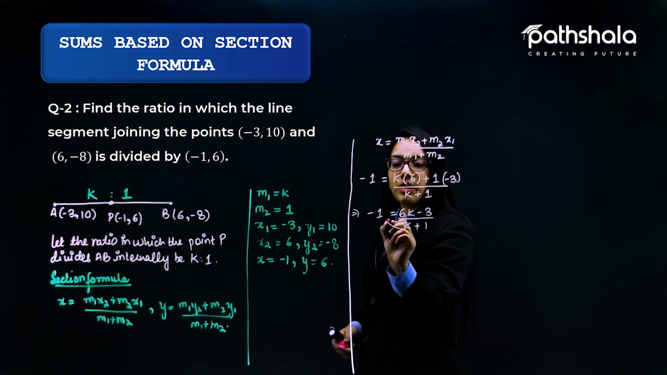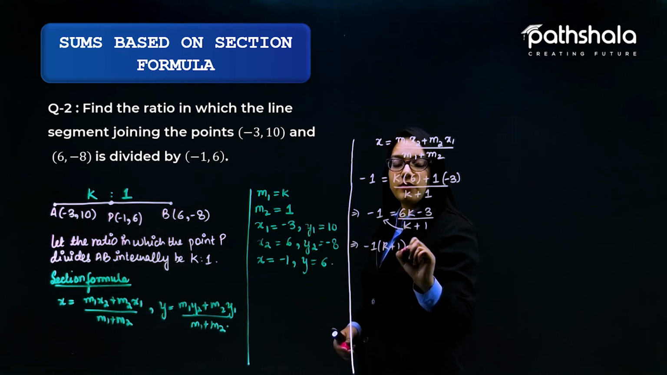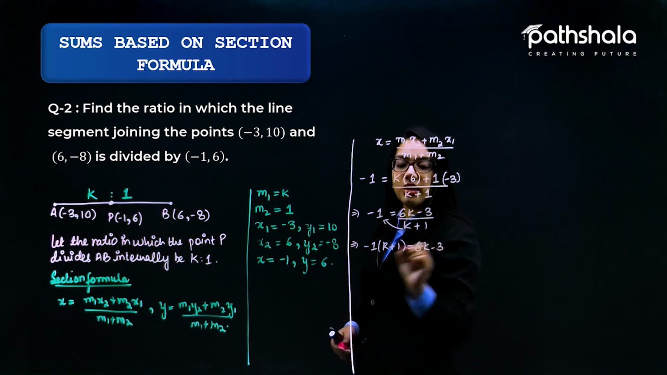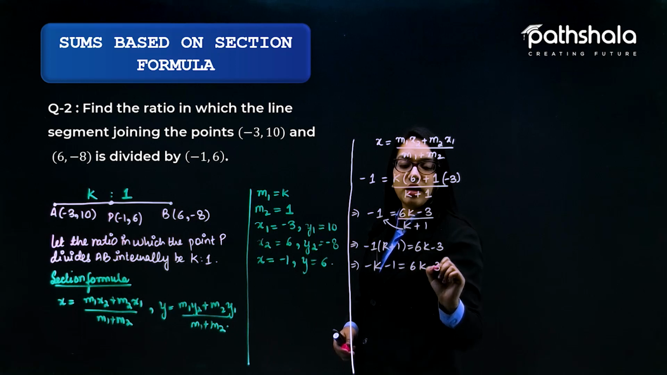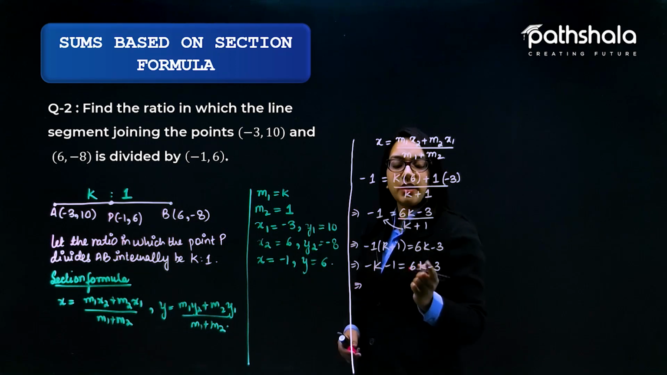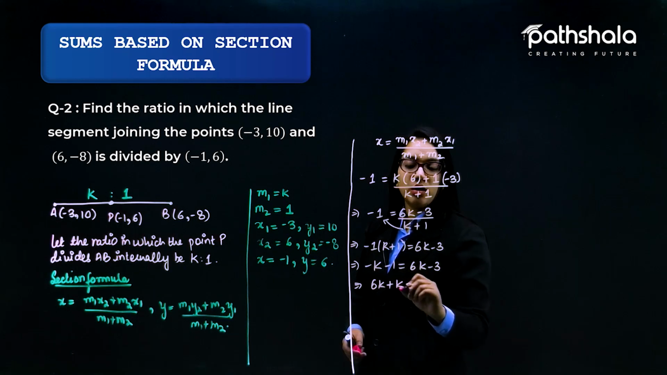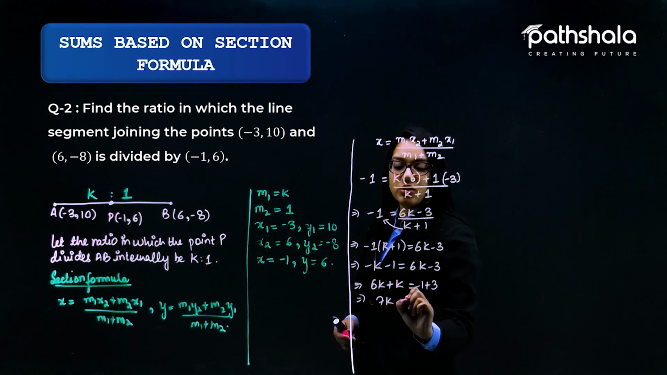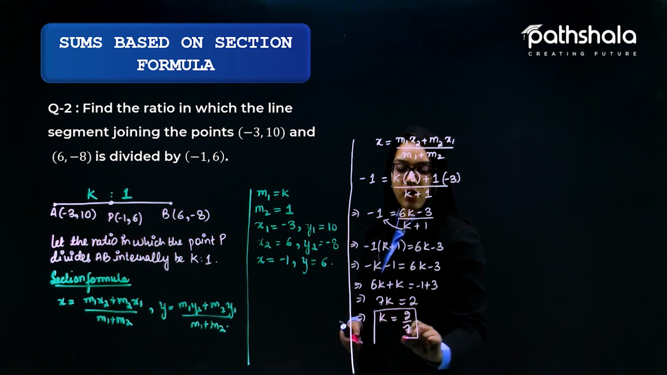So let's take this k + 1 to the other side. This would be -1(k + 1), which is equal to 6k - 3. Again we can write it as -k - 1 is equal to 6k - 3. Let's take k on one side and the constants on the other side. So 6k + k is equal to -1 + 3. This is 7k, which is equal to 2, which means the value of k is coming out to be 2 by 7.